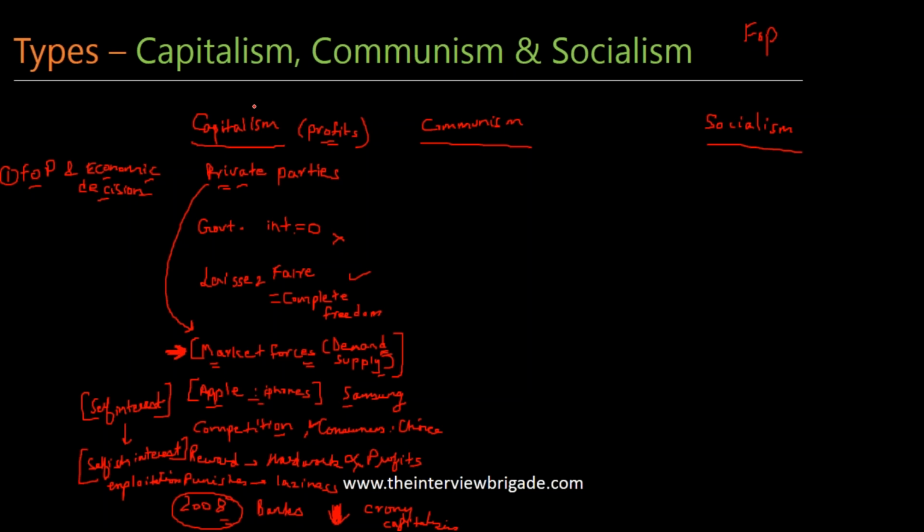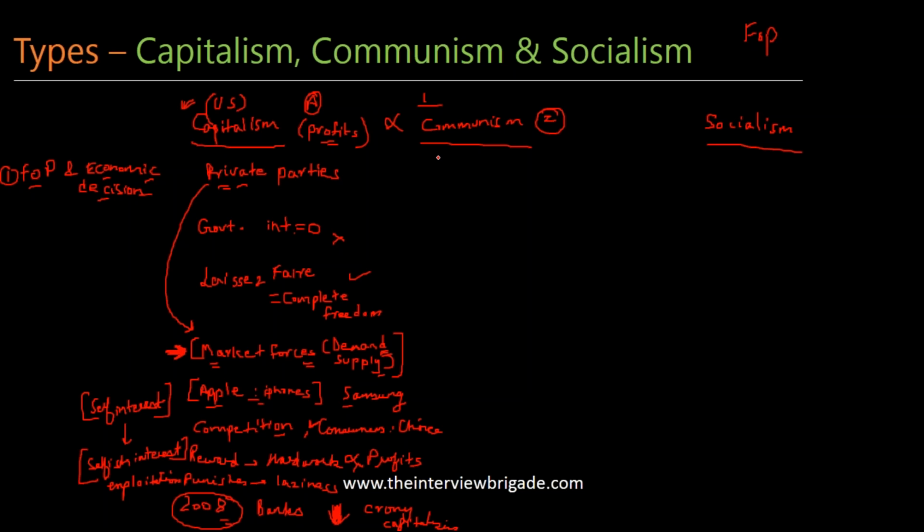There is no country which is following 100% capitalist rule, but the US comes as a close example of capitalism. It's not a 100% capitalistic country. We'll see why, but yes, it's a very good example of capitalism. Now let's discuss what communism is. Communism is exactly the opposite of capitalism. So if capitalism is A, communism is actually Z. Let's try to understand what communism is.